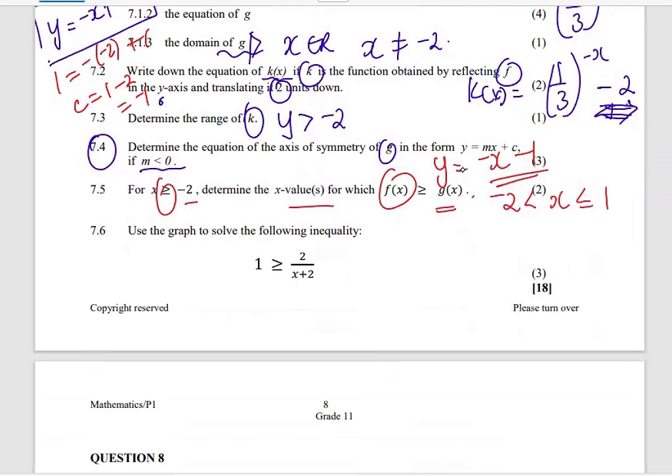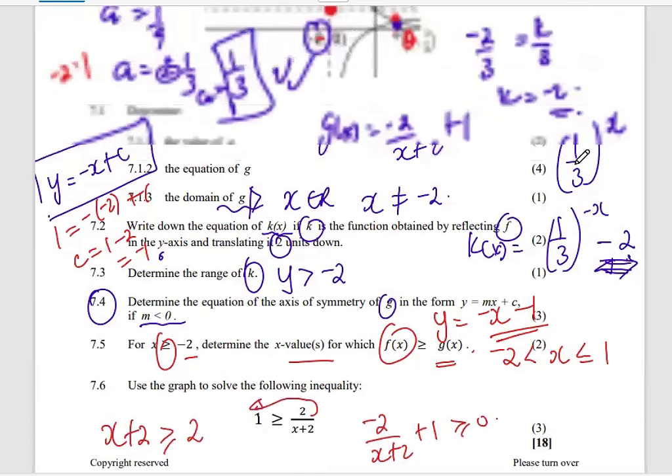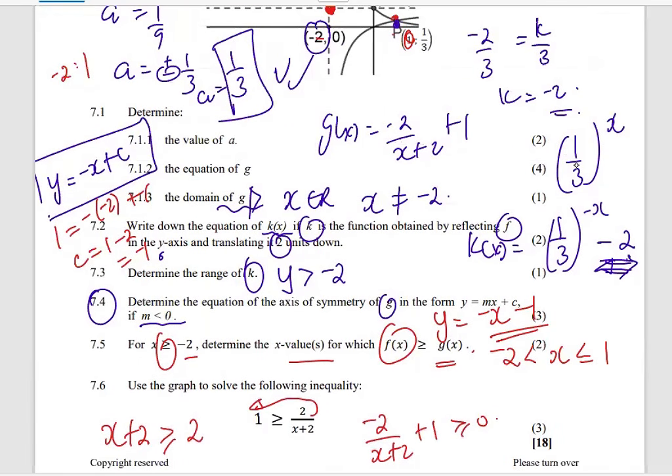And then use the graph to solve the inequalities. So when you're looking at this graph, we need to manipulate it around and say x plus 2 is greater or equal to 2. Does that make sense? It doesn't. Let's move this 1 to this side. It's going to be -2 over x plus 2, plus 1 is greater or equal to 0. What was the original equation? The original equation was negative this. Okay, that's the original.